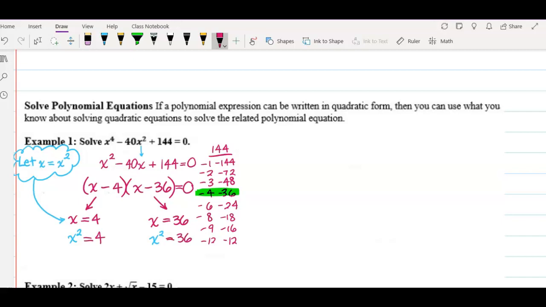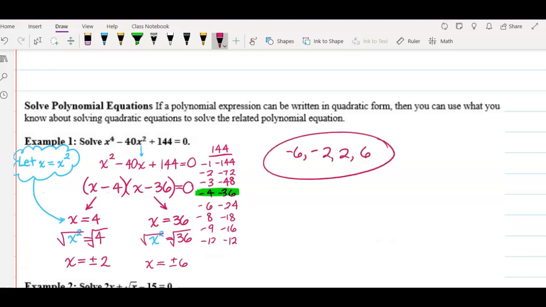Continue with this problem. To solve this, I have to take the square root. So x equals plus or minus radical 4, which is 2. When I take the square root here, x equals plus or minus 6. So my four answers are -6, -2, 2, and 6.